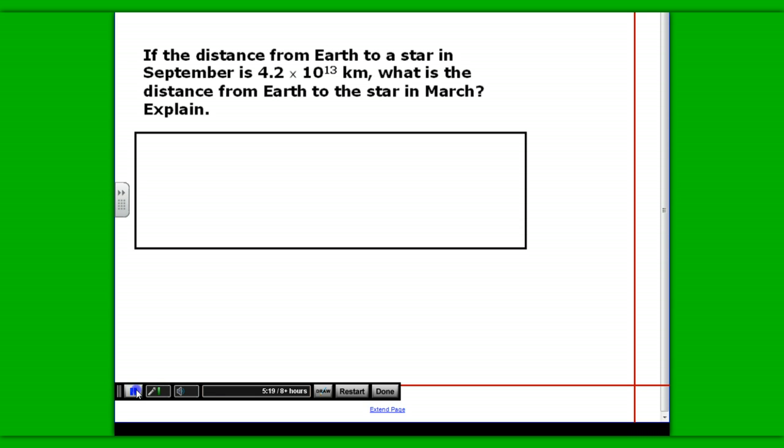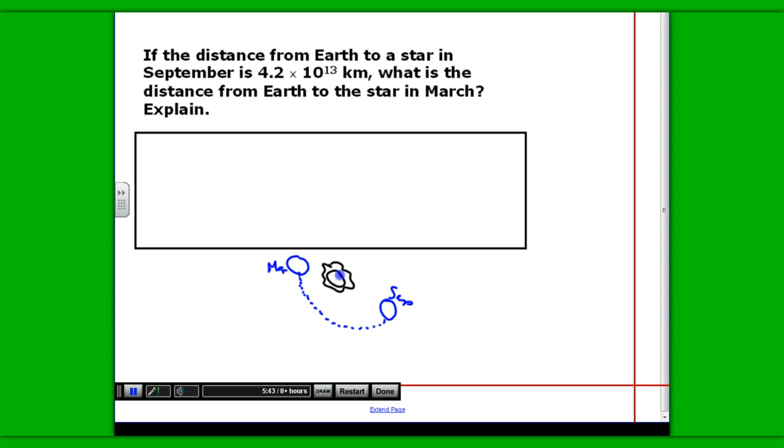So if I have the sun here and we're going around the sun, right? I'll put Earth, let's say here. Earth is here. Let's say Earth is here in September. And then Earth is traveling around and Earth is here in March.